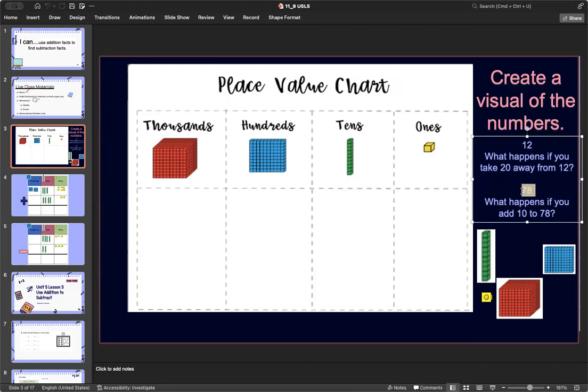Next problem, 78. Please produce the number 78. Make sure you pause. What happens if you add 10 to 78? Can you add 10 to 78? Pause, work with your learning coach.